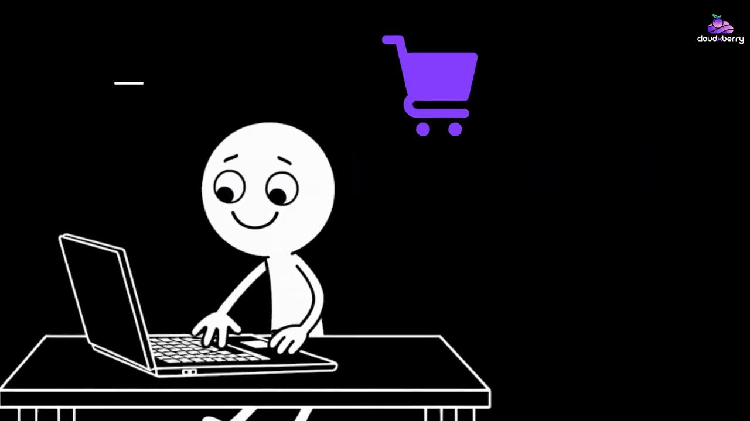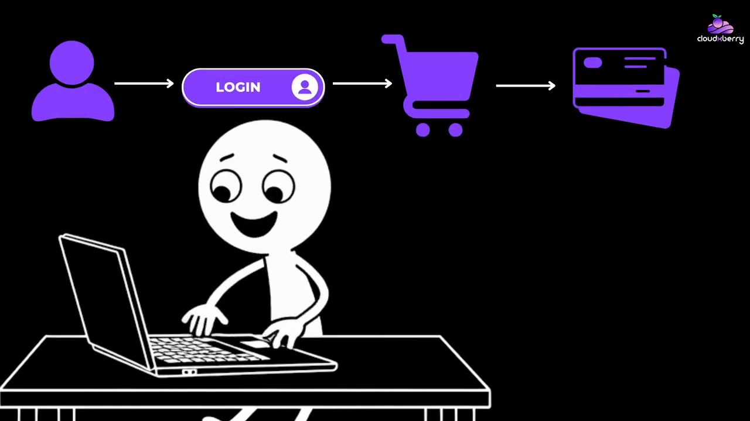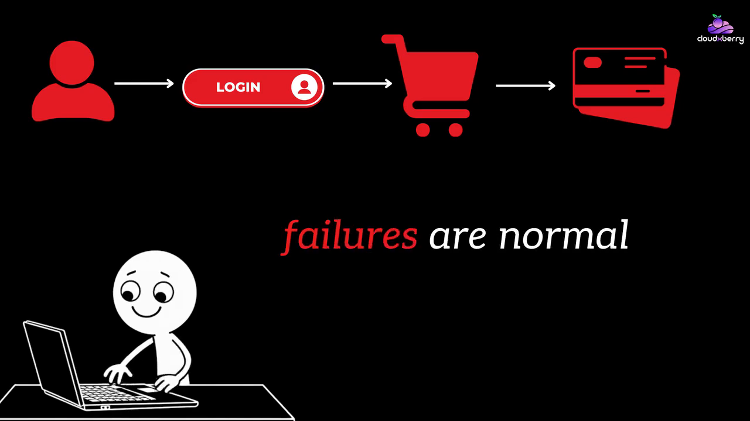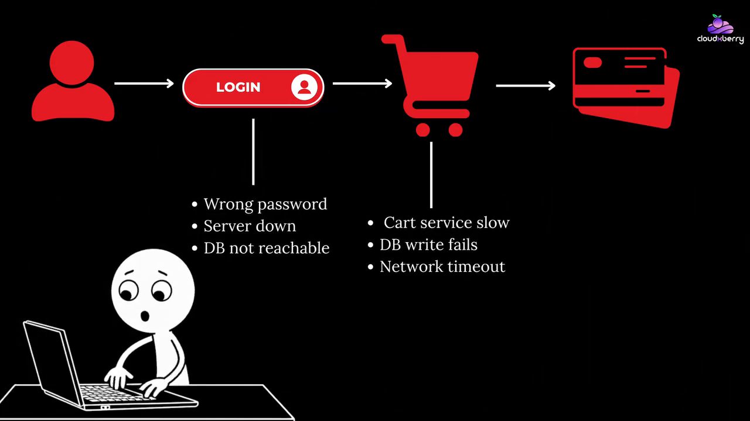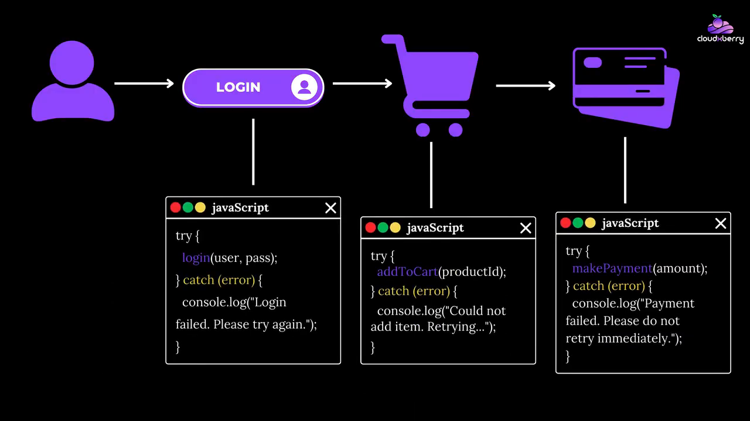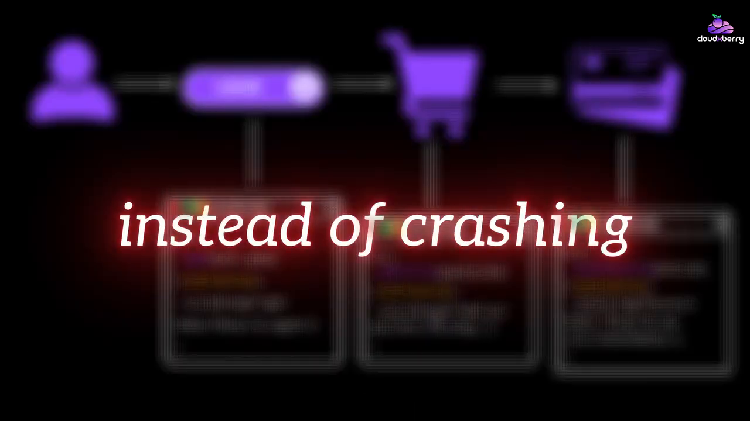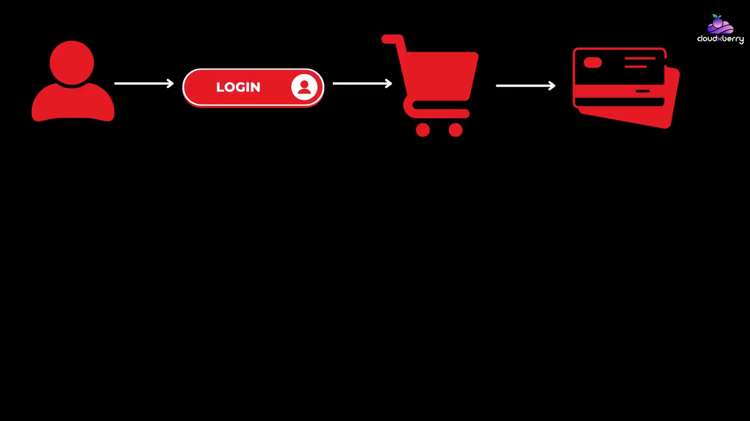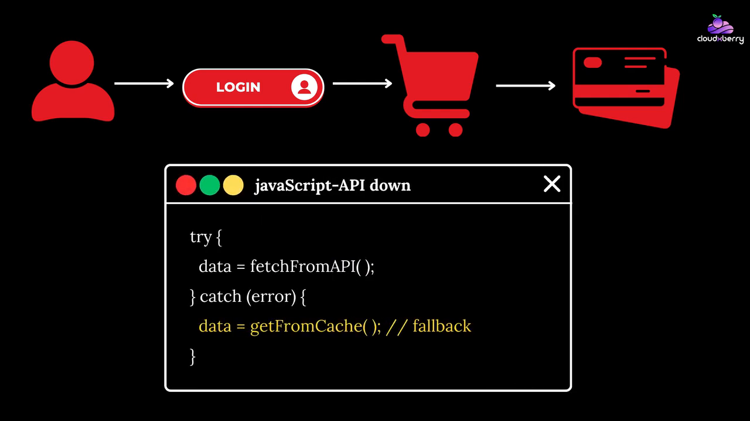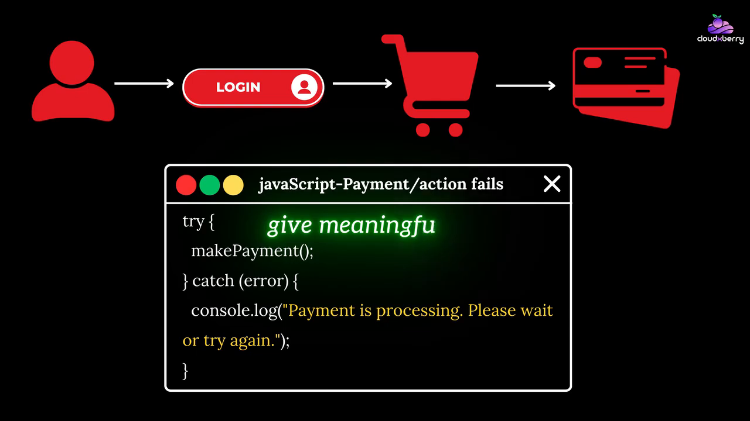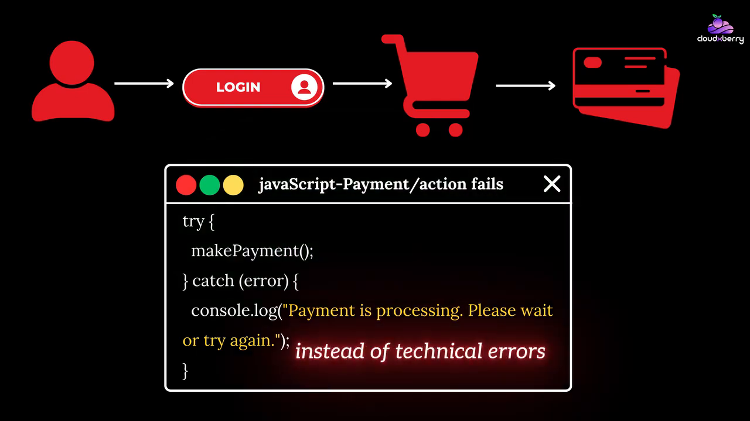In development, we often focus on the happy path, where everything works perfectly. But in production, failures are normal. Systems break, dependencies fail, and unexpected scenarios occur. That's why proper error handling is essential. Instead of crashing, your system should handle failures gracefully. If a feature fails, provide a fallback. If an API is down, show cached data. If something goes wrong, give meaningful messages to users instead of technical errors.